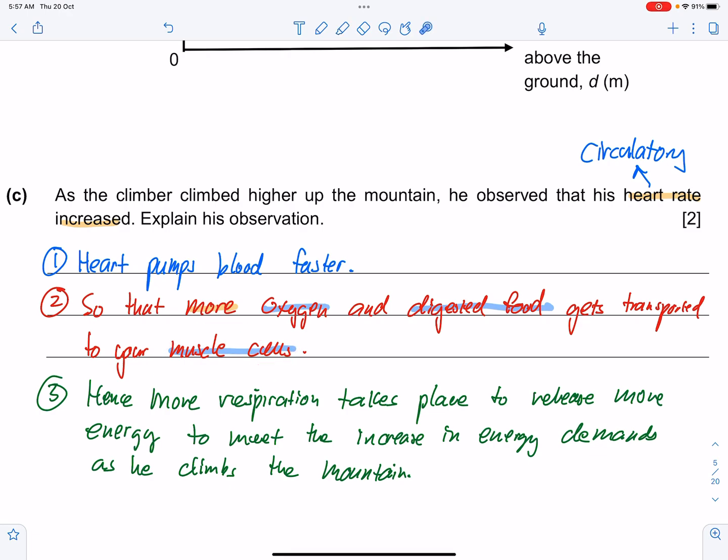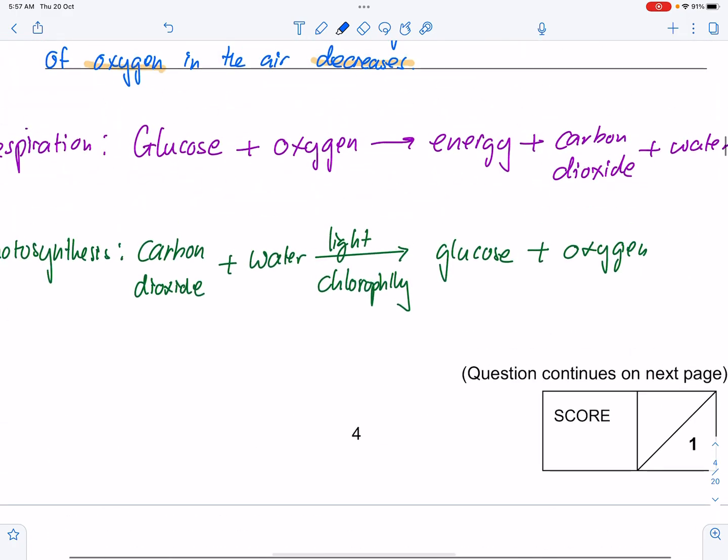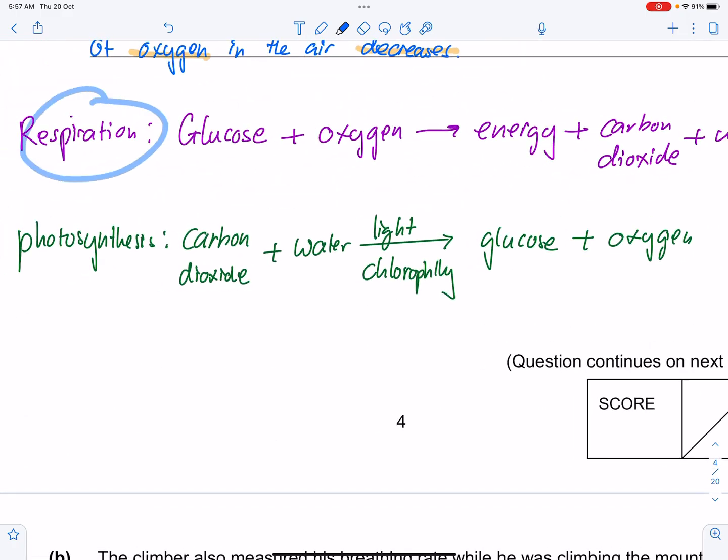But of course, you are most welcome to put all parts of your body. But when you think about it, the part that really needs the extra energy is going to be your muscle cells. So hence to your muscle cells when you're exercising. More respiration takes place. Why? Because if we look at here, respiration gives us energy.